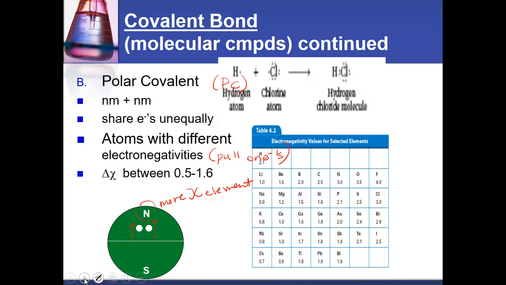Now, I will attach an electronegativity table in the module for you to print out, and you will need to use that to get your values. You do not have to memorize the electronegativity values. You will always be able to use that chart.